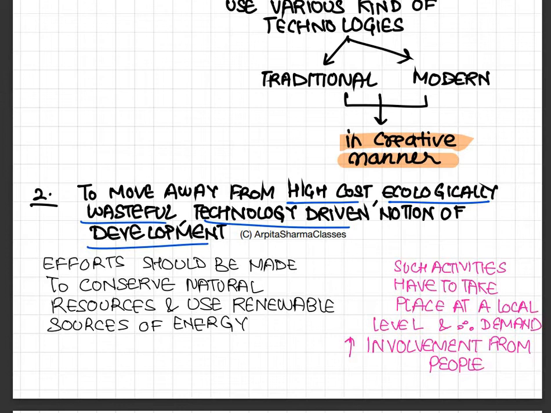Saying that I have 10 cars does not mean that you are developed because you are harming the environment. Such activities have to take place at a local level, and the decision has to be made locally because citizens know what's best for them. So any development project, program, policy that is implemented, we need to involve the people also. That is the essence of democracy.